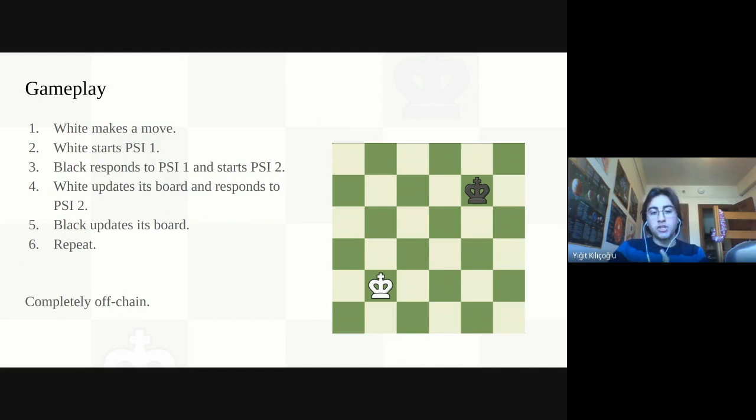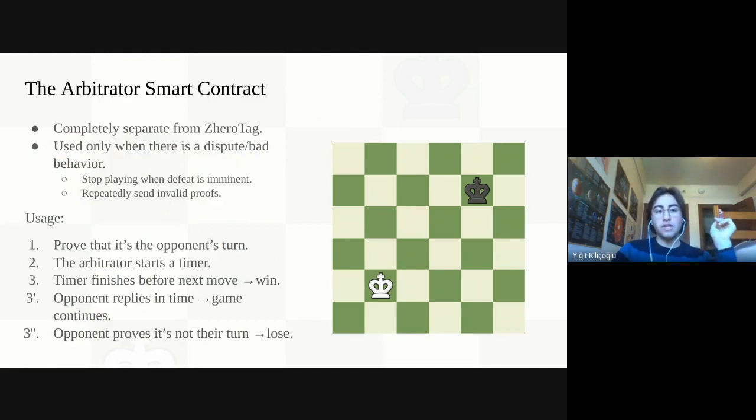And if there is no dispute, then you can stay completely off-chain. You have also, like I said before, electronic signatures, digital key signatures at every step. And so everything is recorded and signed. And if everyone is behaving well, then you can stay off-chain. But if there's a dispute, that's when you need the arbitrator smart contract, which I didn't have to work on.